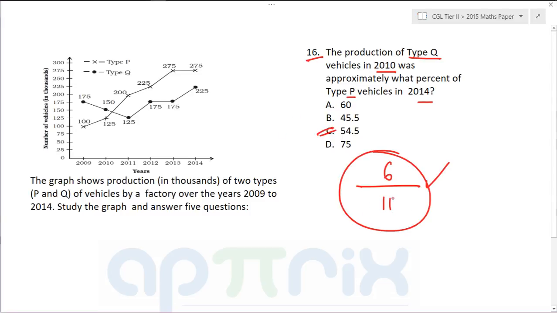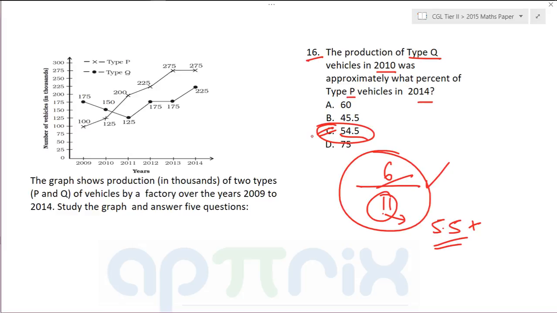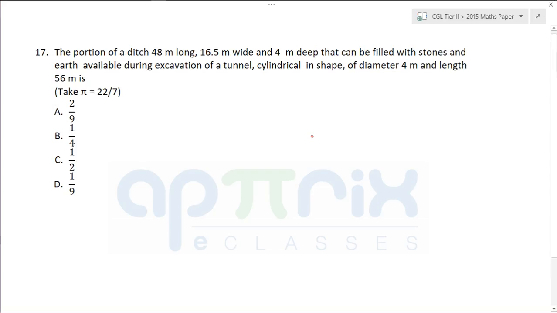How did I do that? 11 is the denominator. 1 by 11 is 9.09, and 9.09 times 6 will be something like this. Or you can think like this: 50% of this number will be half of it, 5.5. This is a little over 5.5, which means a little over 50%. That is 54.5% without any problem. You did it. Happy? DI is really fun, right? Okay, moving to the next question then.